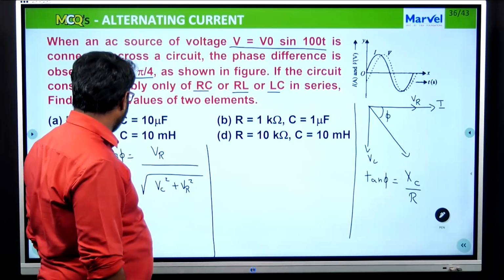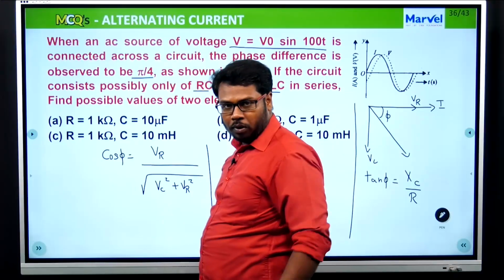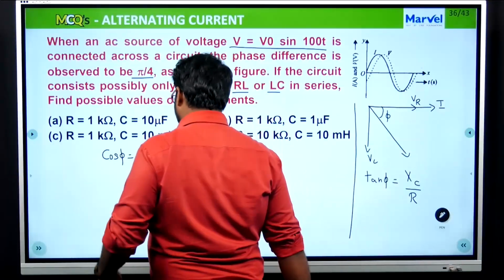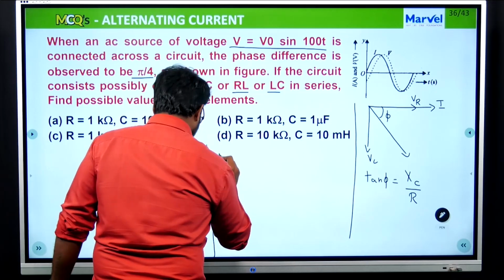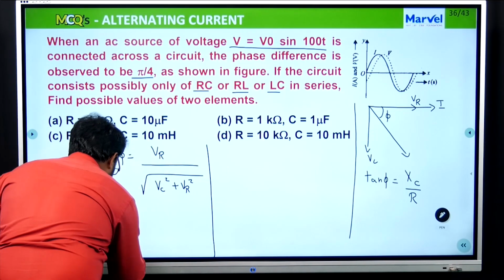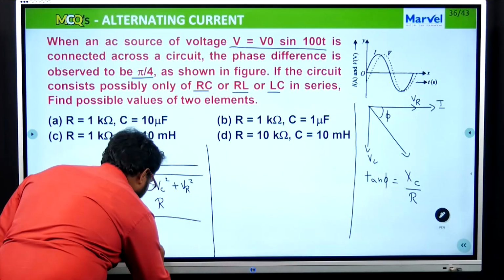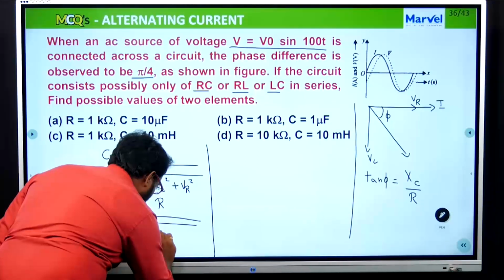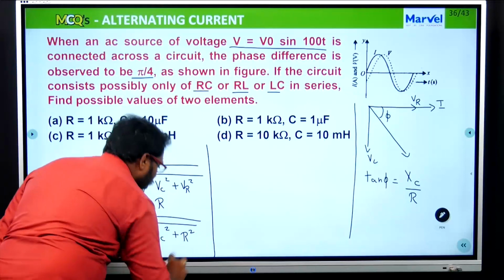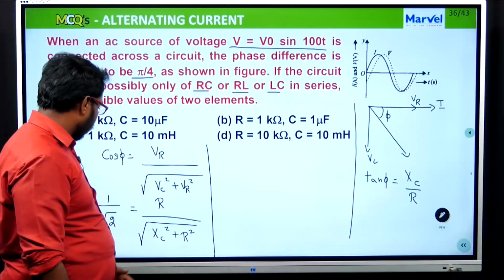Now look, the phase angle is given to us. It is pi by 4, which is 45 degrees. Cos 45 is 1 by root 2. Now look, 1 by root 2 is equal to R divided by root of XC squared plus R squared.